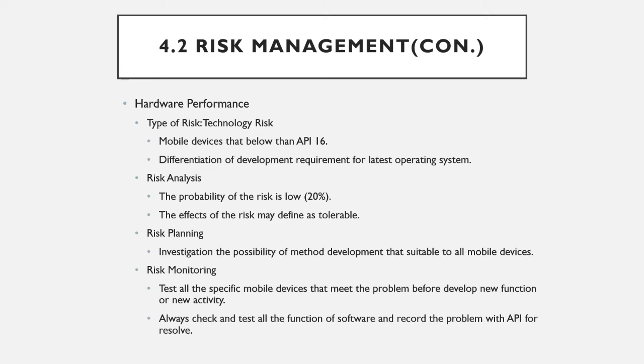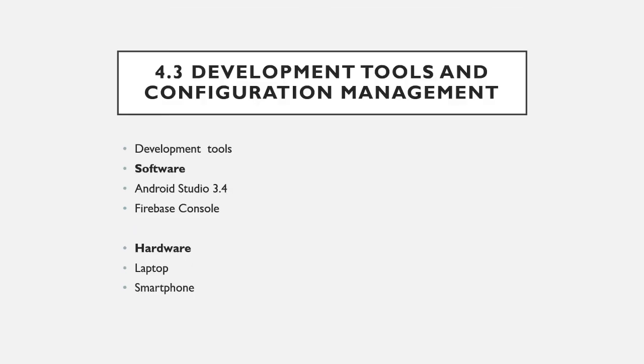Risk planning. Investigation of the possibility of method development that's suitable to all mobile devices. Risk monitoring. Test all the specified mobile device that meet the problem before develop new function or a new activity. Always check the test of the function of software and record the problem with API for resolve.